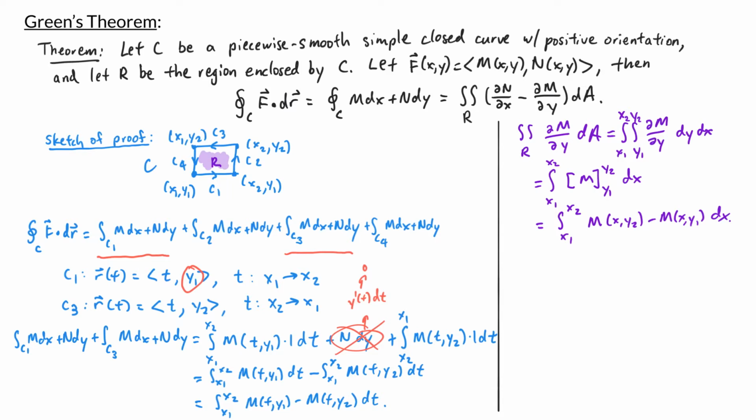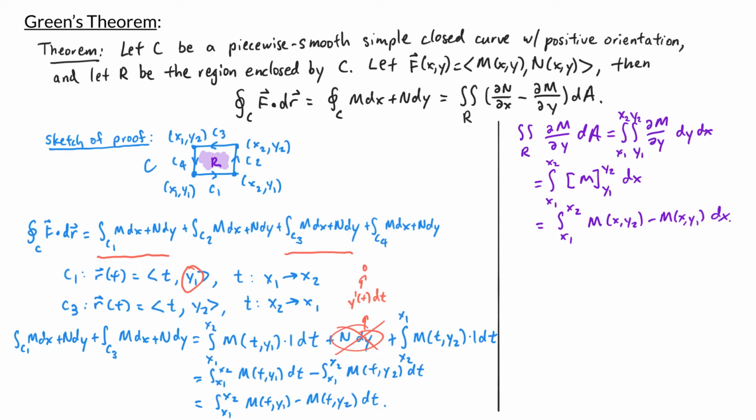There are some slight differences. In my line integral, I have the variable t instead of the variable x, but that doesn't matter because I can use any variable that I want. The other difference is that I have m of t y1 minus m of t y2 in my line integral. On the other hand, in my double integral, I have m of x y2 minus m of x y1.